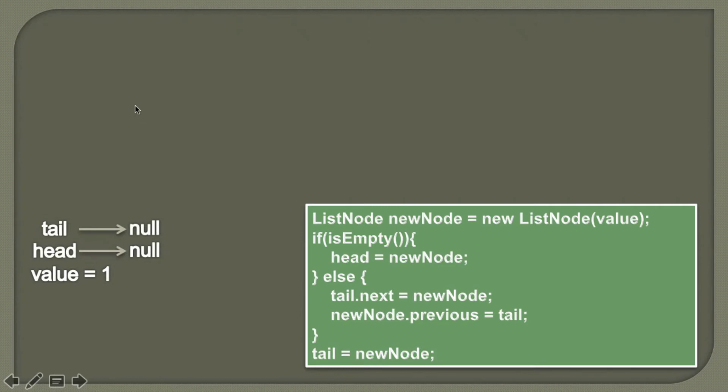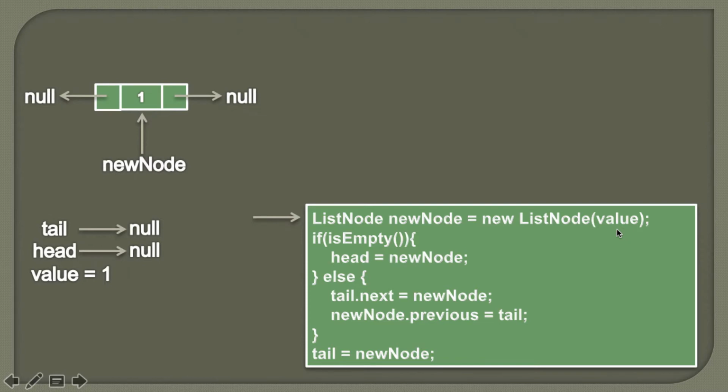So let's say currently the doubly linked list is empty. Therefore head and tail both will be pointing to null. And let's say we want to insert a list node into this doubly linked list having a value of 1. So in step 1 we'll first create a list node and we'll provide a value to it. Here, if you see, the new node will point to this list node having data as 1, and the pointers to next and previous node will point to null.